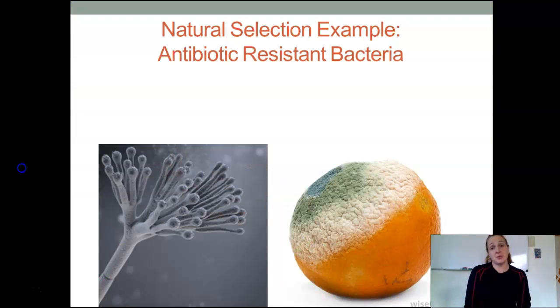Another example of natural selection that we have happening is with antibiotic resistance. So here in the pictures below, we have this moldy orange. And what's growing on it is the Penicillium chrysogenum and other species in the Penicillium family. It's a fungus that's going to be producing a chemical that will selectively kill bacterial cells. A chemical that selectively kills bacterial cells is called an antibiotic.